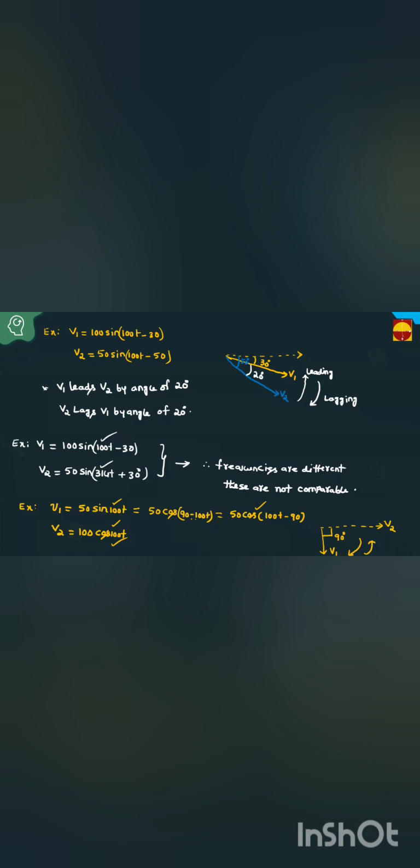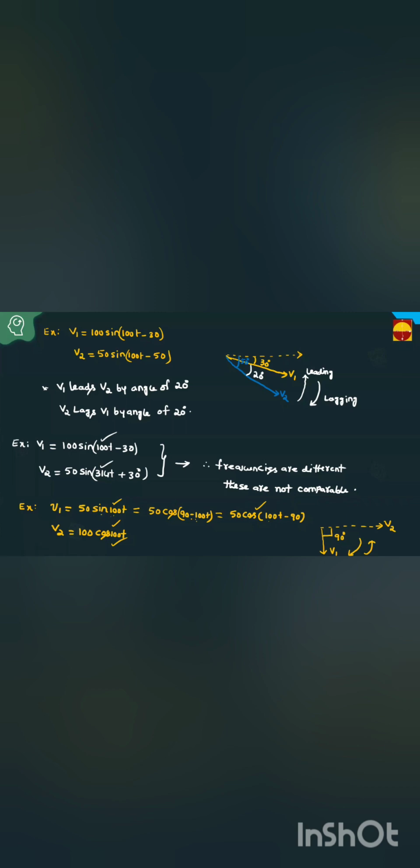Or by taking both as sine, you have to compare. Or both as cos, you have to compare. Here I have written sin 100t as cos of (90 minus theta), since sin theta again gives the same function. But instead of 90 minus 100t, I am writing 100t minus 90, even though you take the negative, since cos of minus theta is cos theta. That's why you can get this. Like this you have to compare.